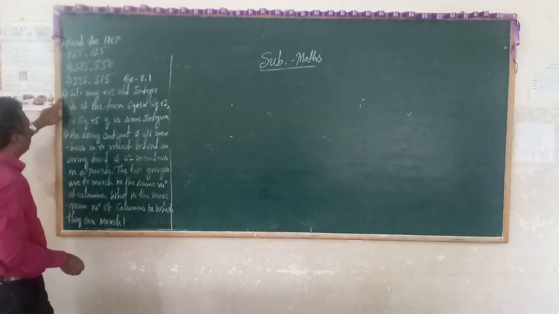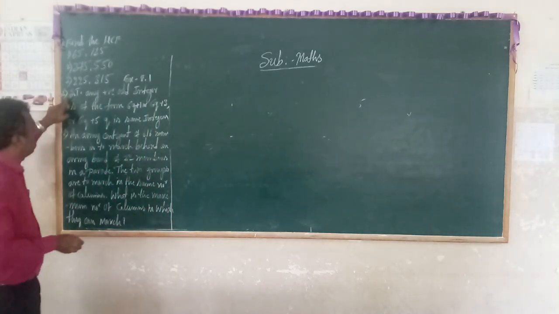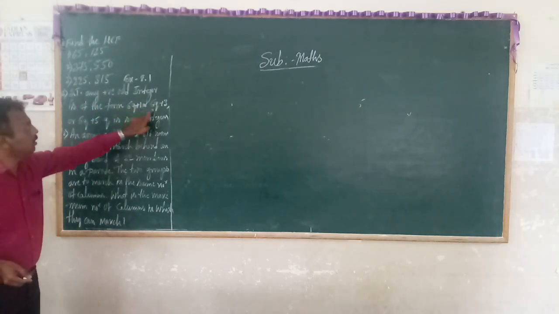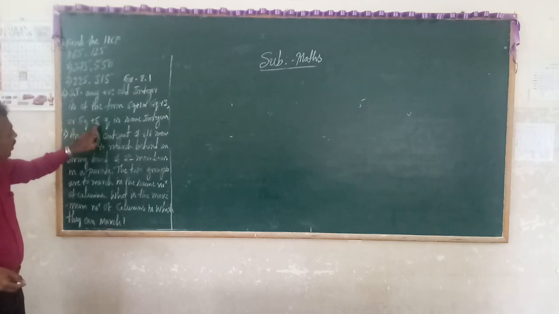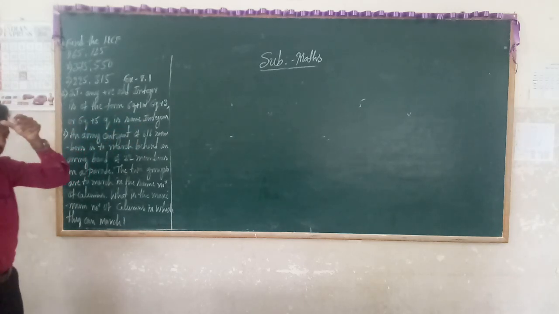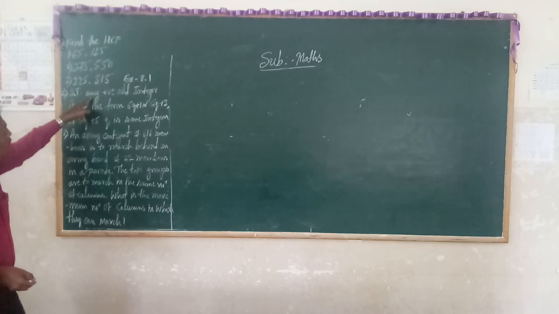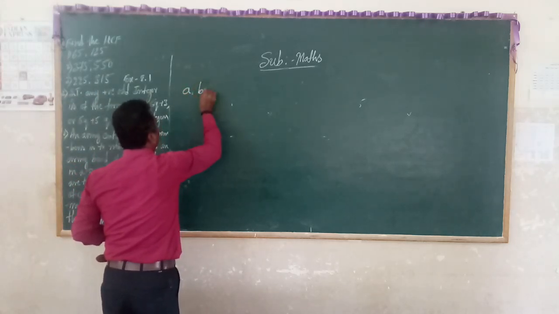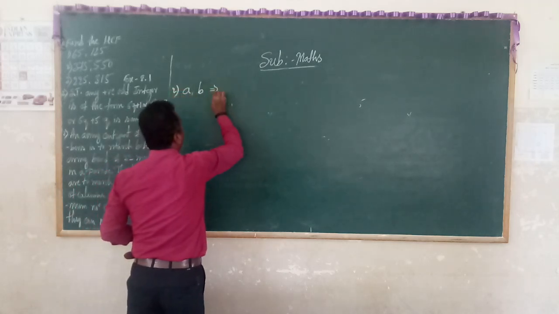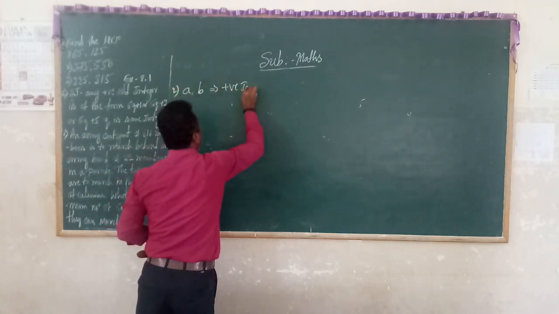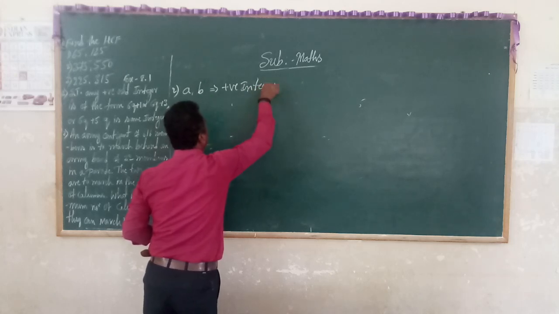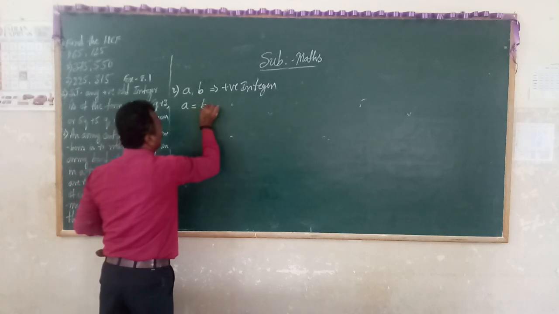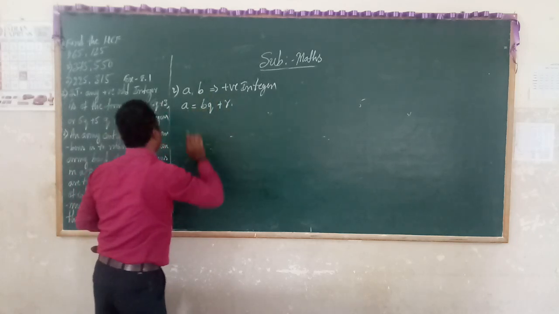Second question. What is there? Show that any positive odd integer is of the form 6q plus 1 or 6q plus 3 or 6q plus 5, where q is some integer. Okay students, any positive odd integer. I will take a and b, any positive integers. Here in the general form of EDL, a is equal to bq plus r.